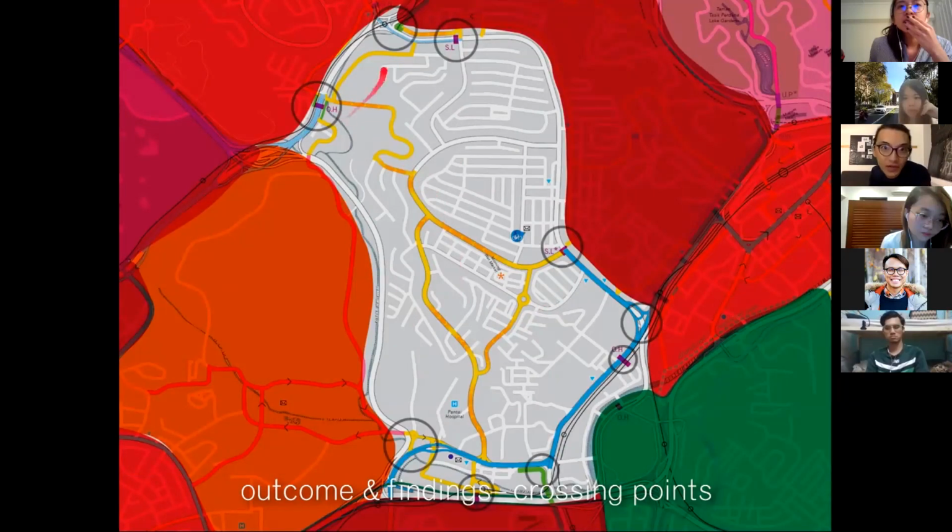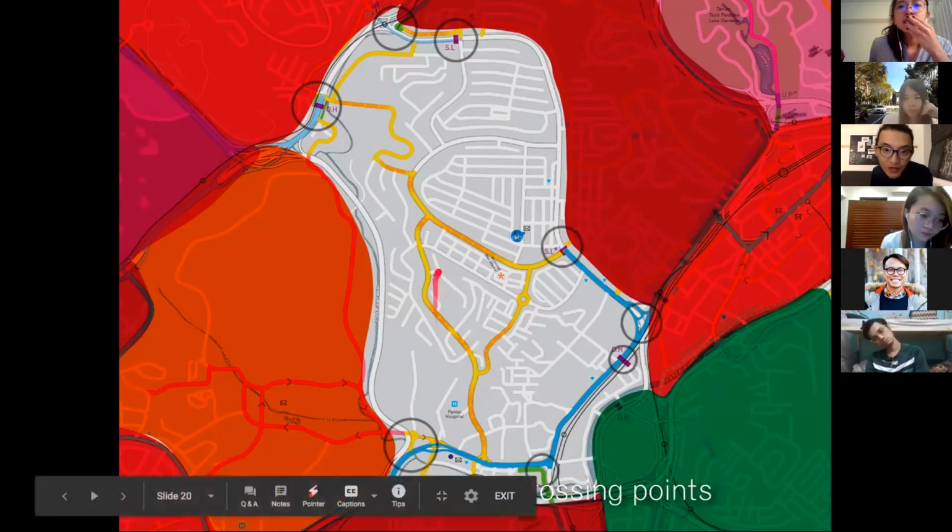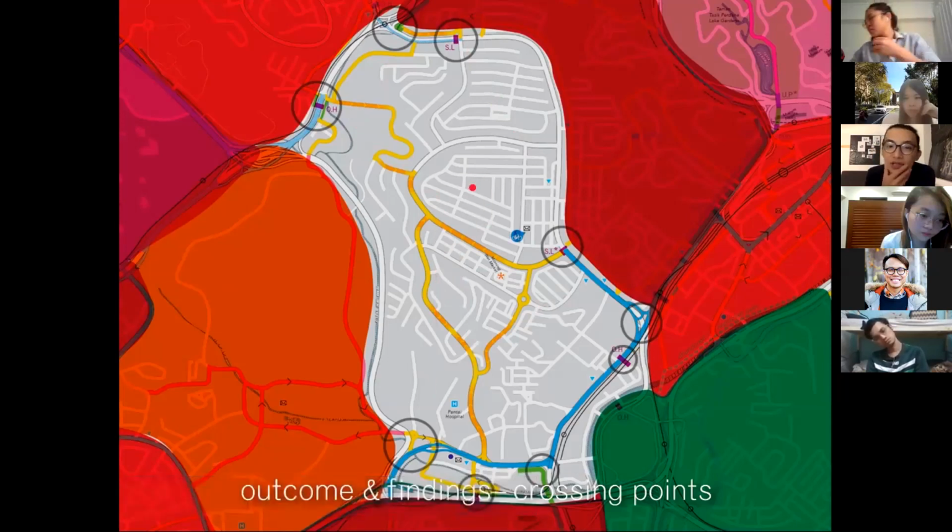I've circled all the areas where there are the crossing points for this section. So then you will see these are the most important parts of this section if you want to cross over onto the next section without driving a car. So these are all the crossing points that you need.